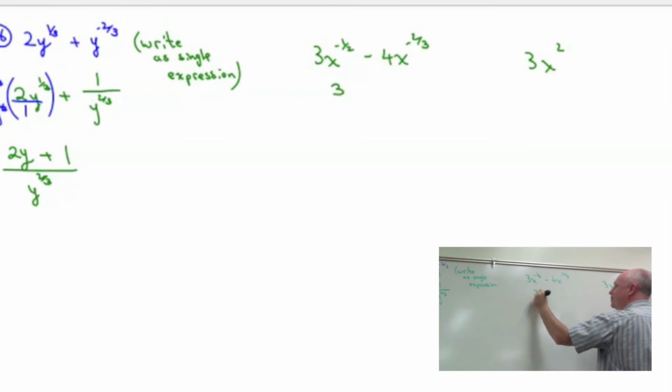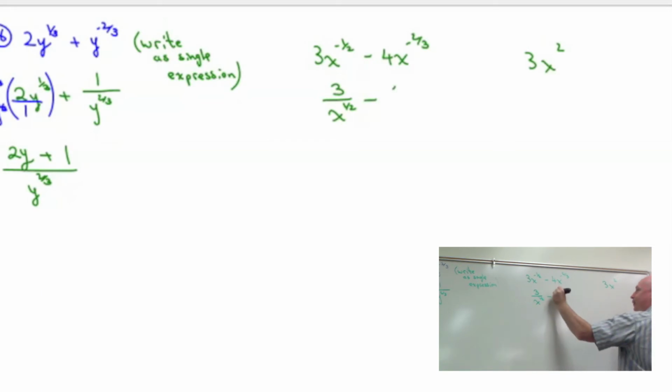So what stays up top? 3. What goes in the bottom? X to the 1/2. Minus, what stays in the top? 4 over x to the 2/3. Now I need to get a common denominator. What do I do?